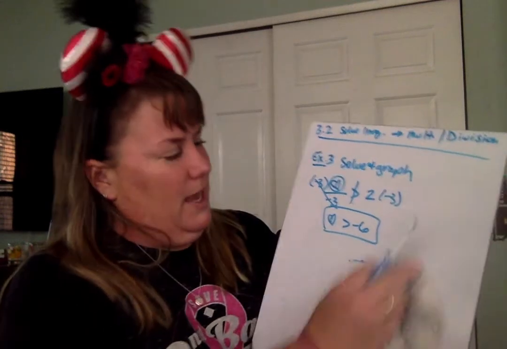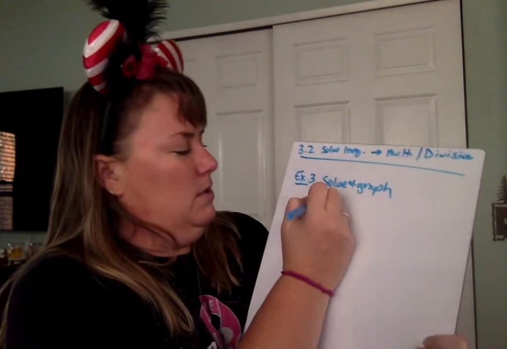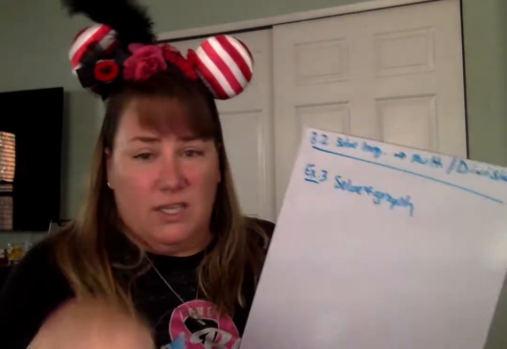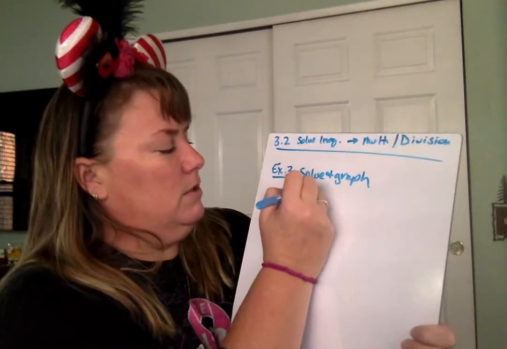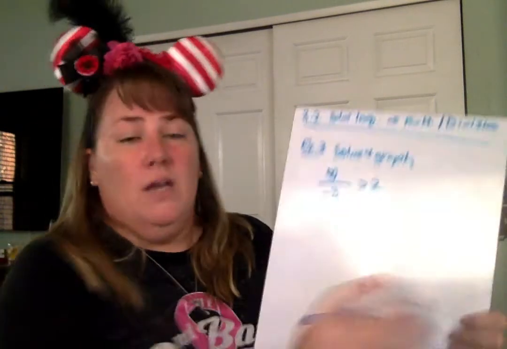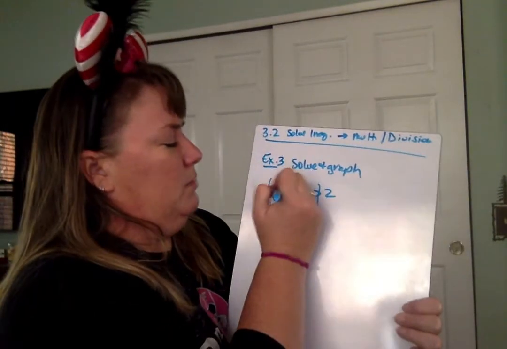So let's try this again. So x over... Oh, sorry, it was heart. And my kids, don't erase it. Just cross it out, just like I did, and continue underneath. So it was heart divided by negative 3 is greater than 2. You're still going to solve it the same way. Okay, so multiply by negative 3.